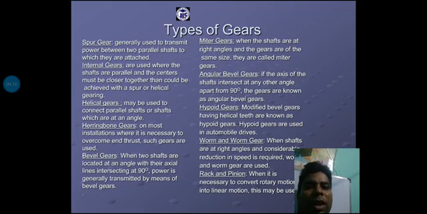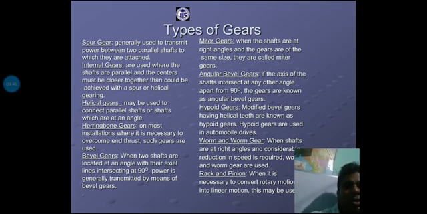Next is helical gear, which may be used to connect parallel shafts or shafts which are at an angle, and that angle is known as the helix angle. Herringbone gear is used in most installations where it is necessary to overcome end thrust, for the purpose of transmitting motion. And the next point is bevel gear.